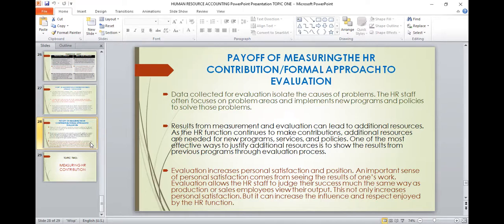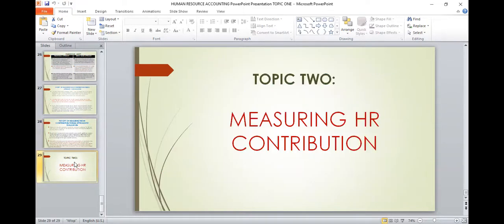Now, in our next class, we shall look at topic 2, and that is measuring human resource contribution. We shall now get to the business of measuring human resource contribution. In other words, what is involved in measuring HR contribution? What does it mean when we talk about measuring human resource contribution?